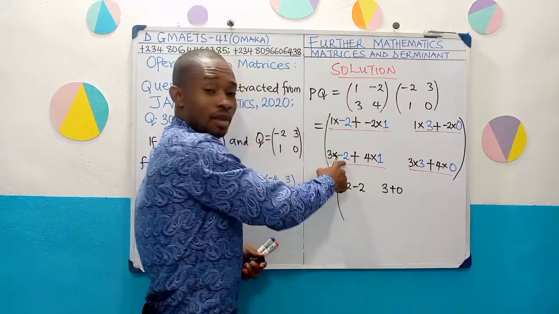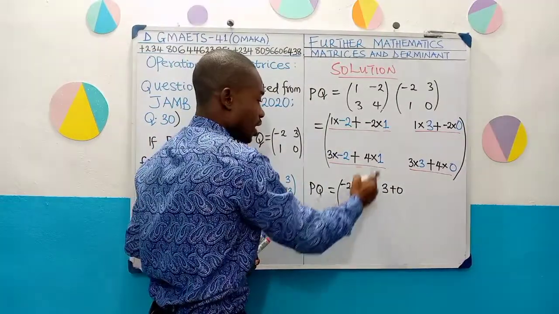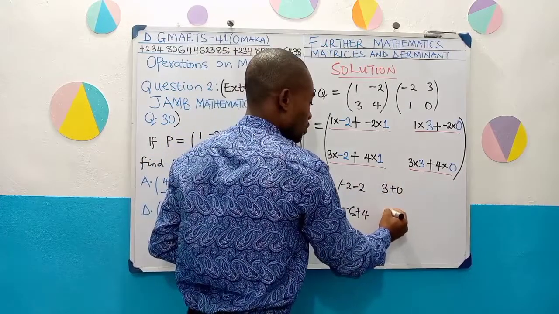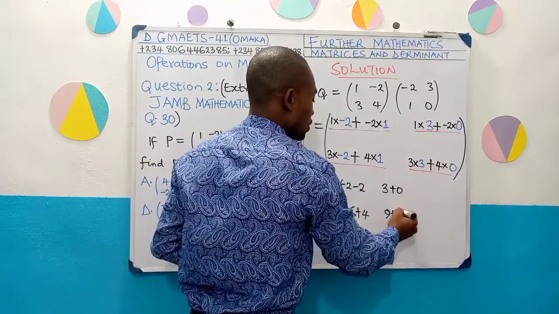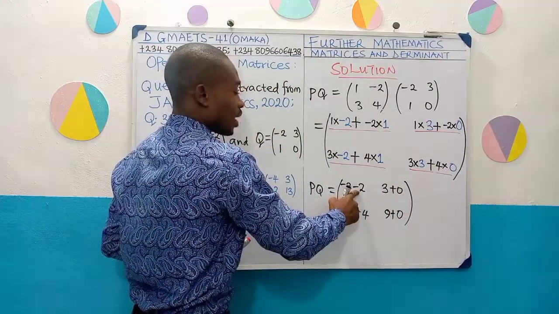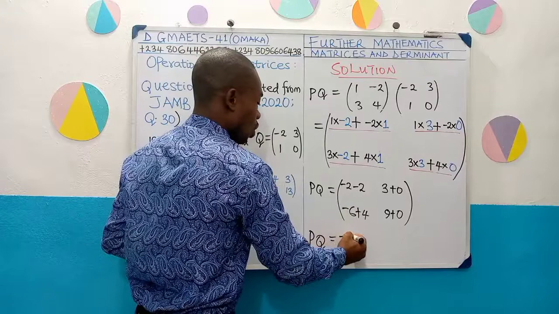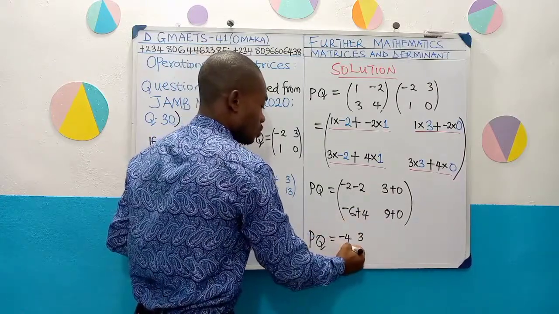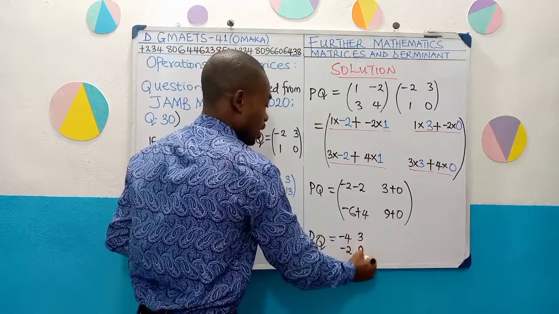Do same here. 3 times minus 2 is minus 6. Add it to plus 4 times 1. Come here, do same. 3 times 3 is 9. Plus 4 times 0 is 0. And so PQ is simply equal to, work out this, you're going to get minus 4. This is going to give us 3. This will give us minus 2. And this is going to give us 9.